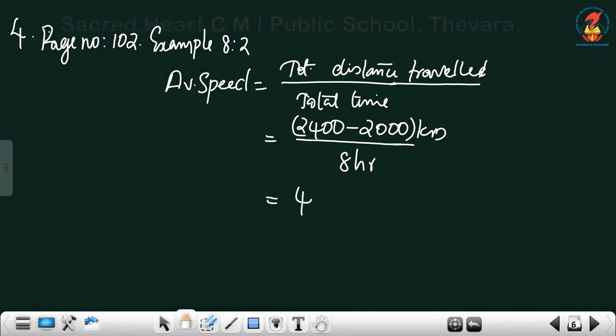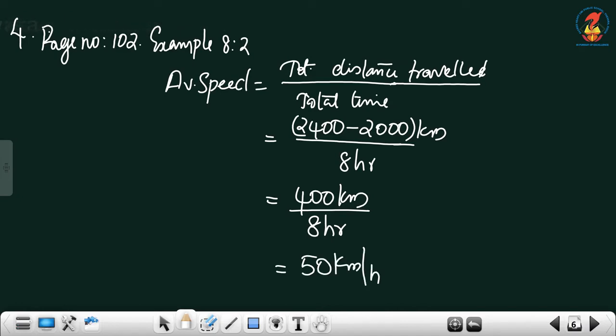So, that is 400 km by 8 hours. You will get the answer as 50 km per hour.